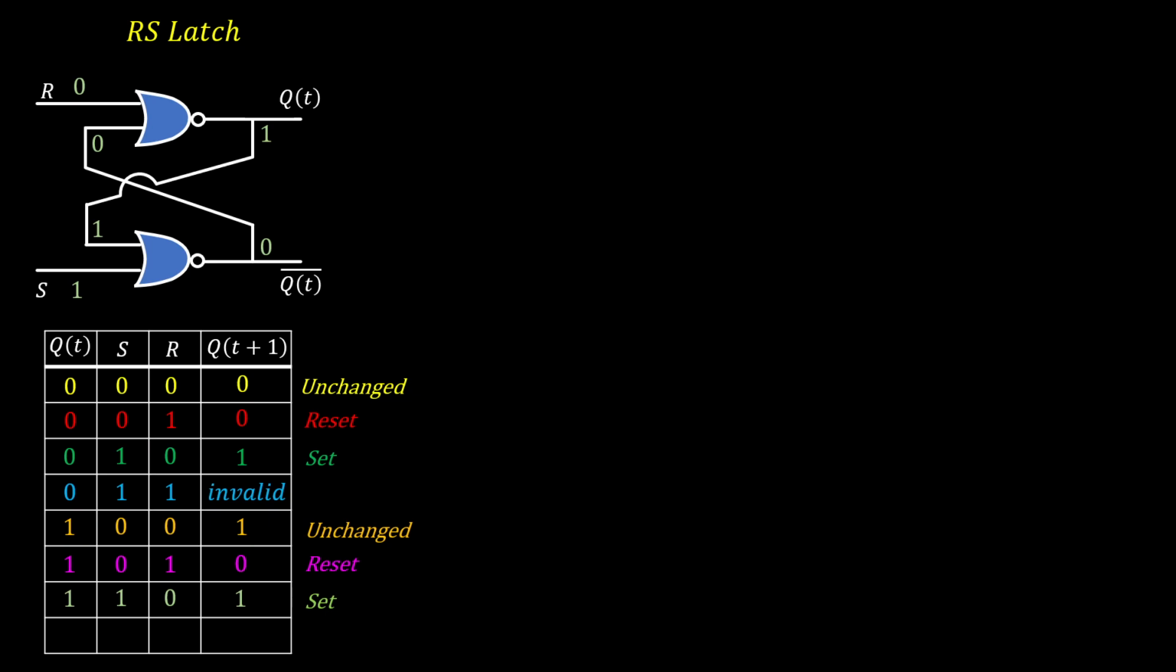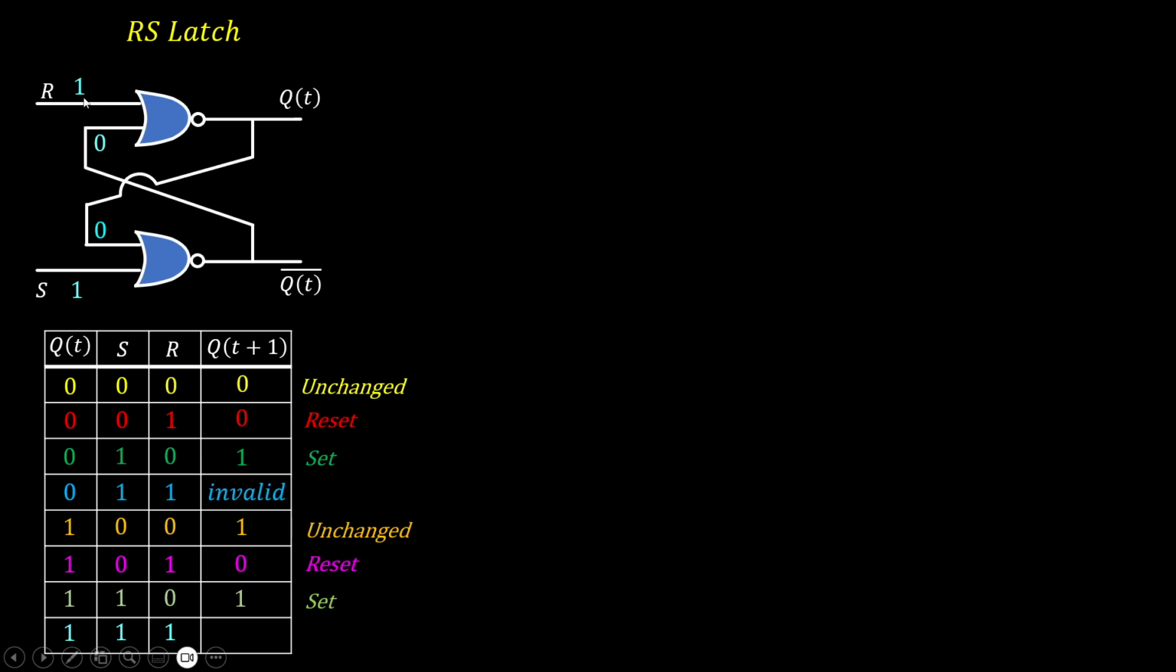Now the last condition. Qt is 1, S is 1, R is 1. R is 1, S is 1, Qt is 1, and Qt bar is complement of 1, which is 0. Qt and Qt bar will go to the feedback. For first NOR gate, one input is high, so output is low. For second NOR gate, both the inputs are high, so output is again low. So we will send these two zeros to the feedback.